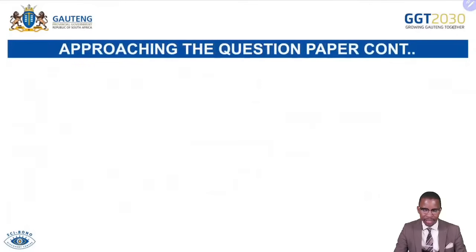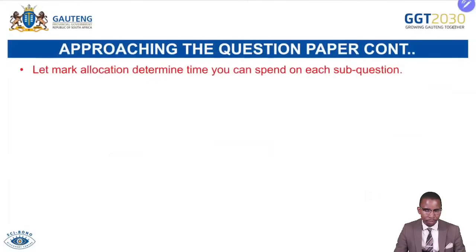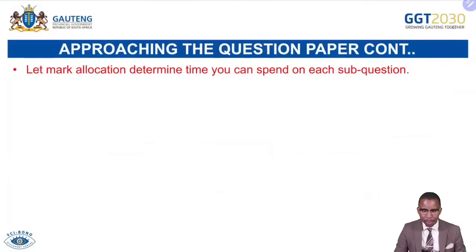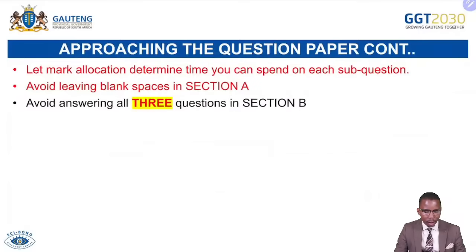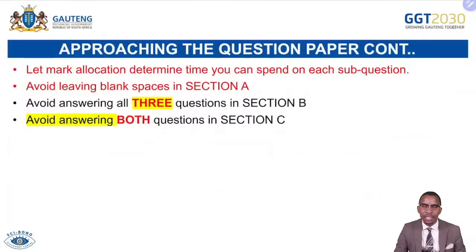I will explain as per section or as per question. Let mark allocation determine the time you spend on each sub-question. Avoid leaving blank spaces in section A. And avoid answering all 3 questions in section B. And avoid answering both questions in section C, because that will be creating extra information that is not relevant and required.